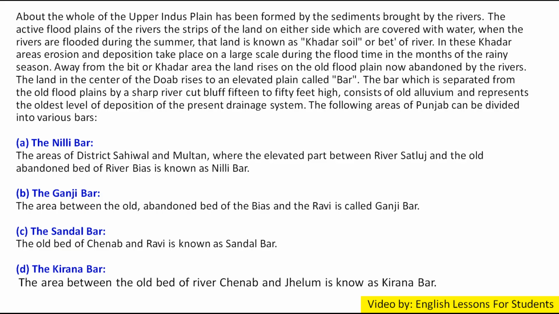The following areas of Punjab can be divided into various bars. 1. The Nili Bar. The areas of districts Sahiwal and Multan, where the elevated part between the river Satluj and the old abandoned bed of river Beas is known as Nili Bar. 2. The Ganji Bar. The area between the old abandoned bed of the Beas and the Ravi river is called Ganji Bar. 3. The Sandal Bar. The area between the old bed of Chenab and Ravi river is known as Sandal Bar.